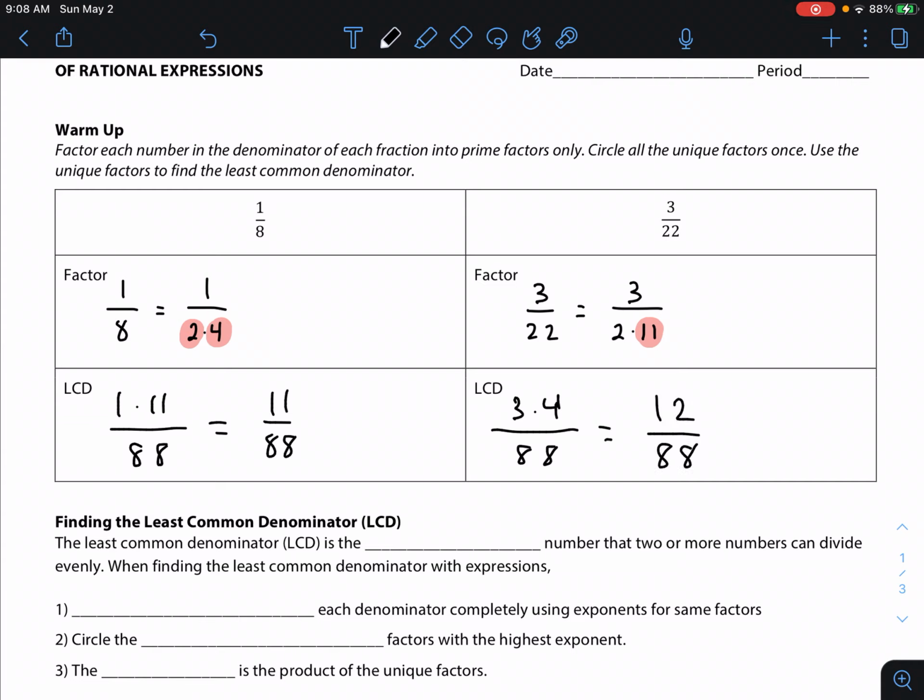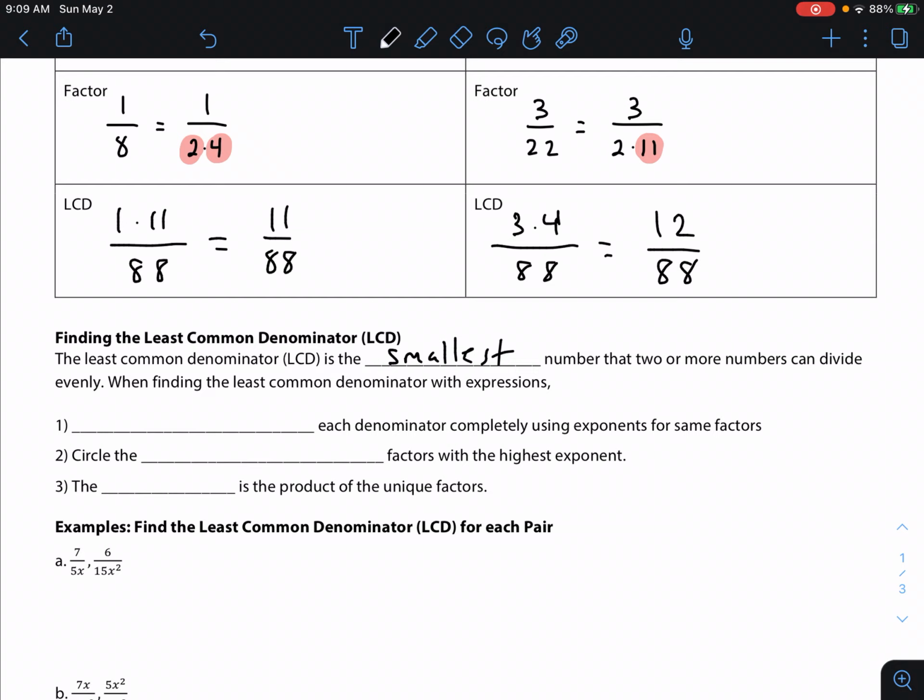Okay, so the least common denominator is the smallest number that 2 or more numbers can divide evenly.